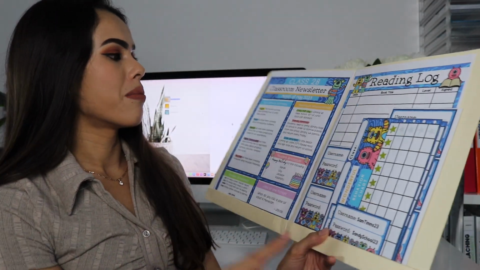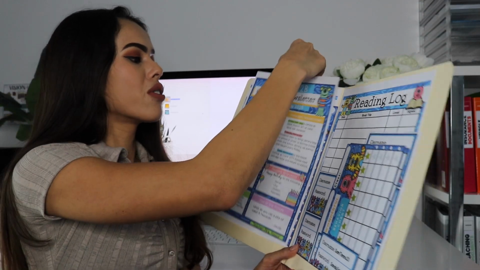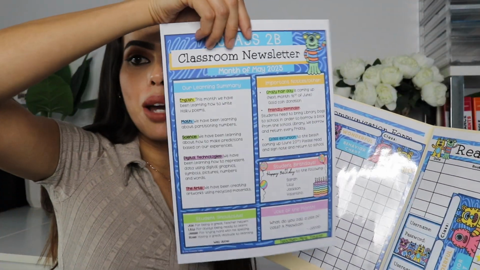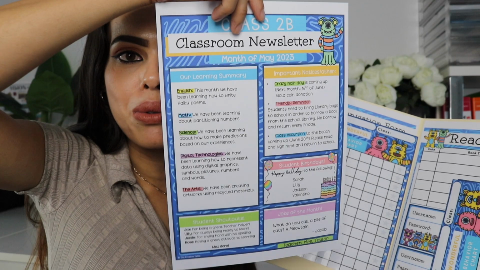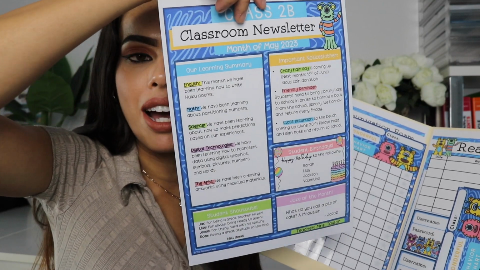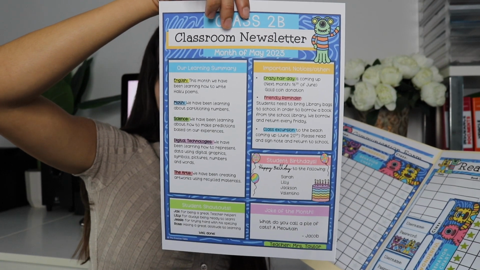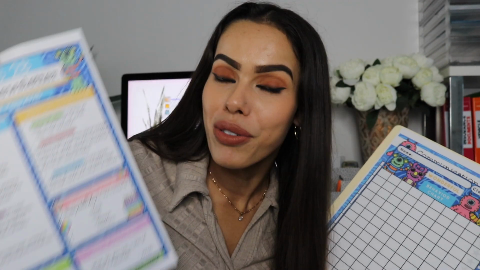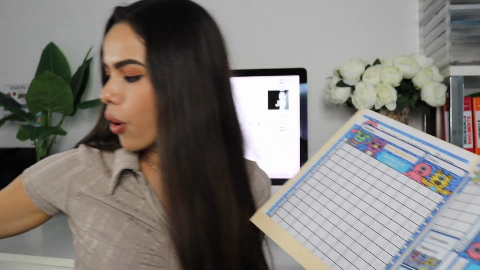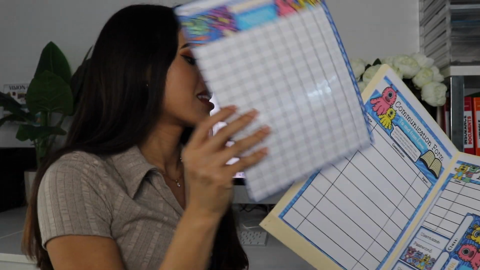You open it up, and this is the actual classroom newsletter. Eventually I would like to bundle this and have it at a more affordable price, because at the moment they're all single elements. So hopefully you can see that. That's the classroom newsletter, and like I was trying to show you before, you can literally edit it any way that you want. And this is the behavior chart.